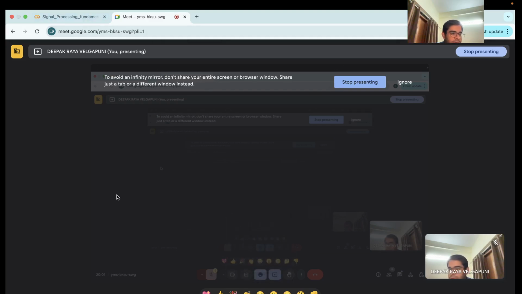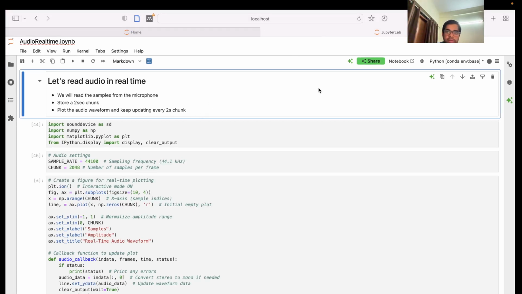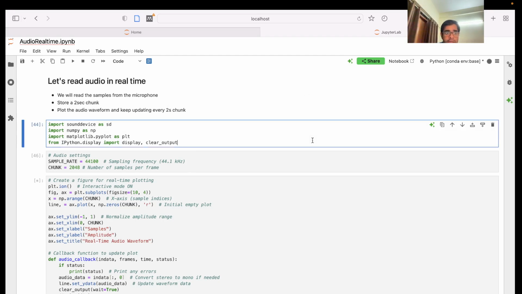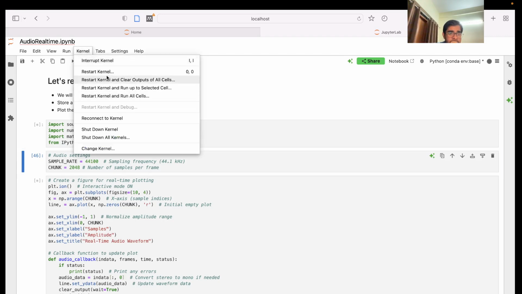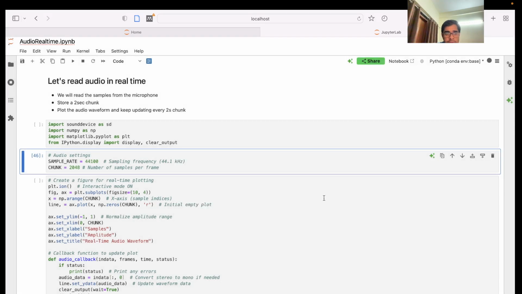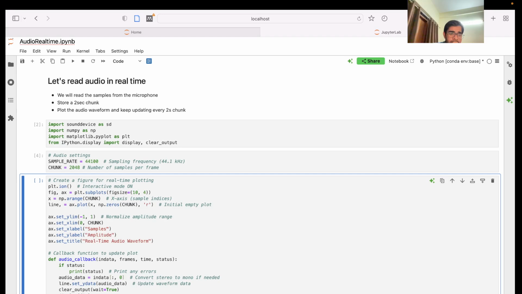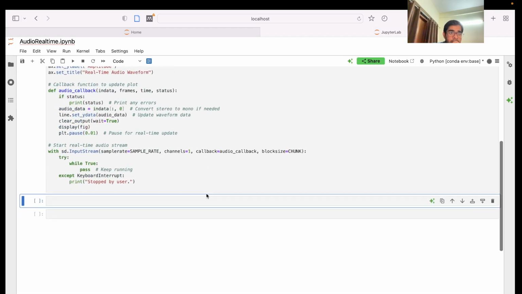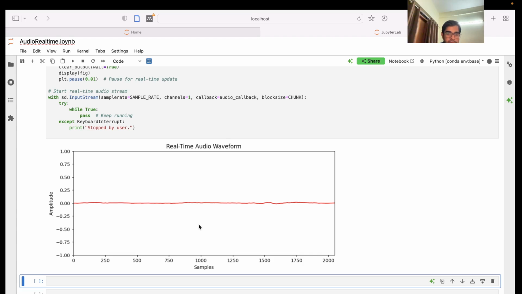So I will try to show a real-time reading of audio, so that we can use that as a tool for showing many operations on the signal. I'm just trying. I'll not be able to hear you guys. I'm just trying if I can. Okay. So you can see this plot, right?